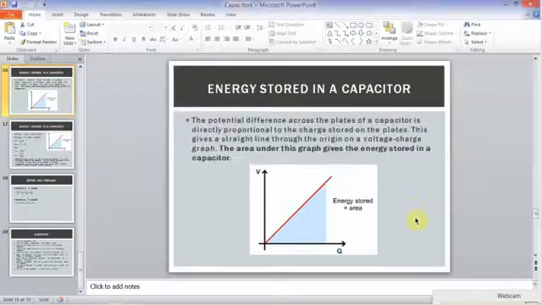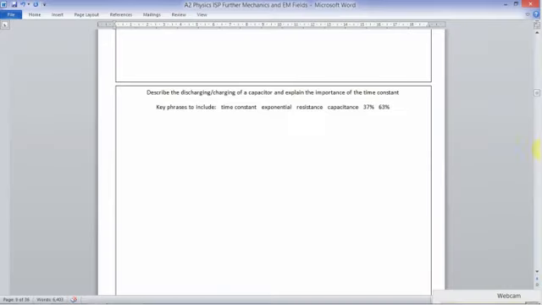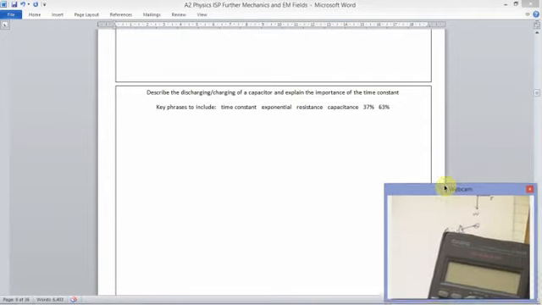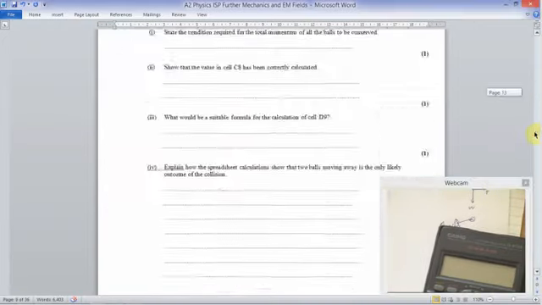Okay, so that's the explaining everything done. Let's now get stuck into the rest of the document. Bring the webcam back up. There we go. So into the questions now.